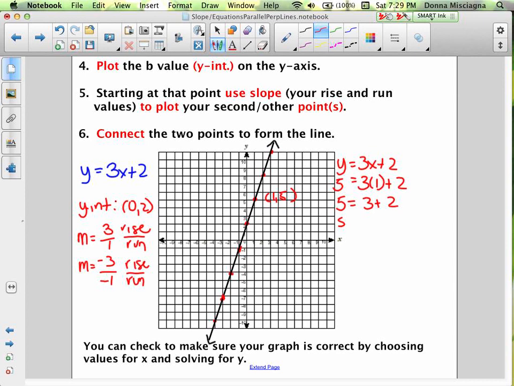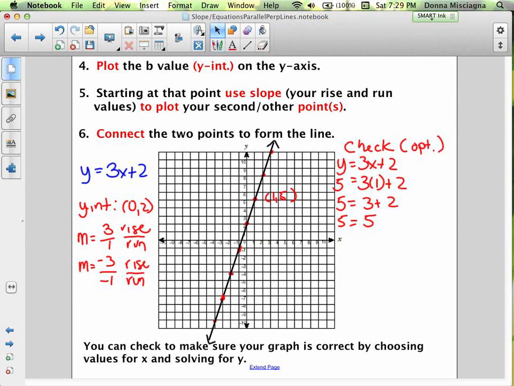That is true. All right, so you don't have to do this, but it's just a way, if you're not sure, then you can always check yourself. Okay? I'll put check, and I'll put optional. You're probably not going to need to check yourself, but just in case.